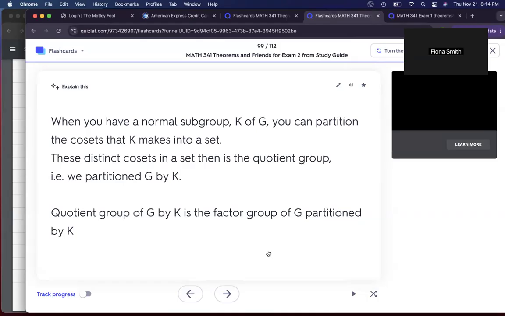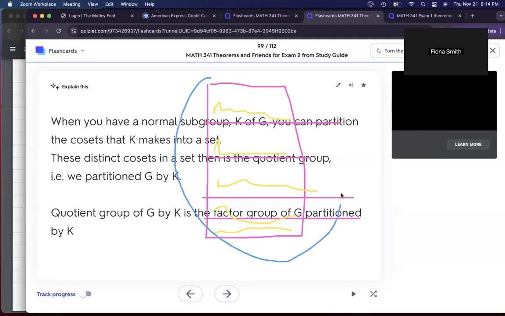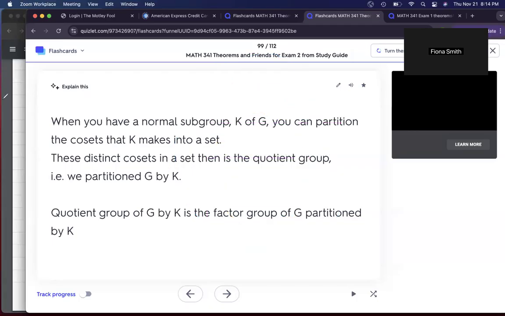Dr. C actually gave a pretty great analogy in class for the review today. You had a lovely bookshelf. The quotient group is the actual shelves on the bookshelf, not the books. The books are the cosets being partitioned, and G is the entire shelf itself. Clear? So, yeah, these cosets are distinct, and remember these cosets are distinct.